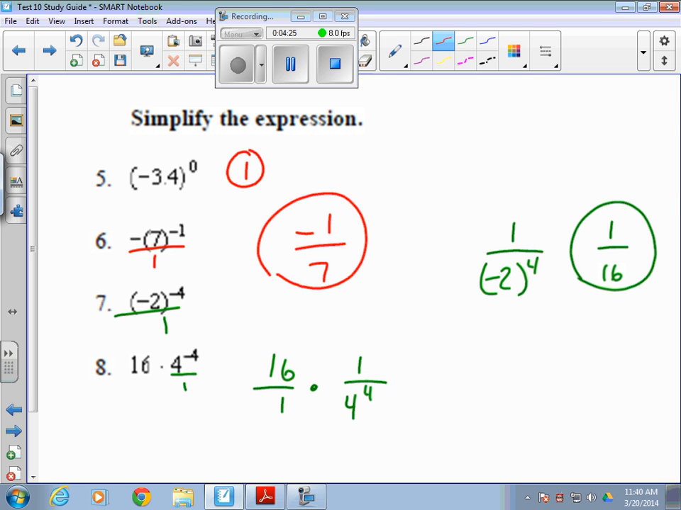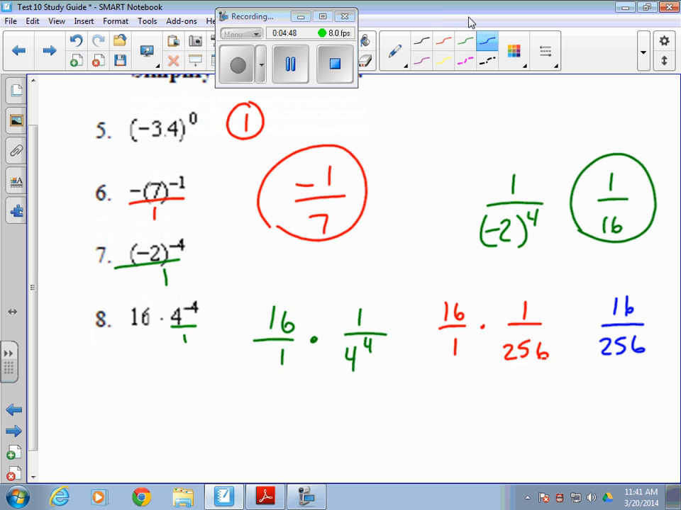Excuse me, 16 over 1 times 1 over 4 to the fourth power is going to be 16 over 1 times 1 over 256. So when you multiply straight across, in this case, you're going to get 1 times 16 is 16, 1 times 256 is 256. And then you want to see what number goes into both of those. Well, we know 4 does, so let's break it down. We might have to go one step further.